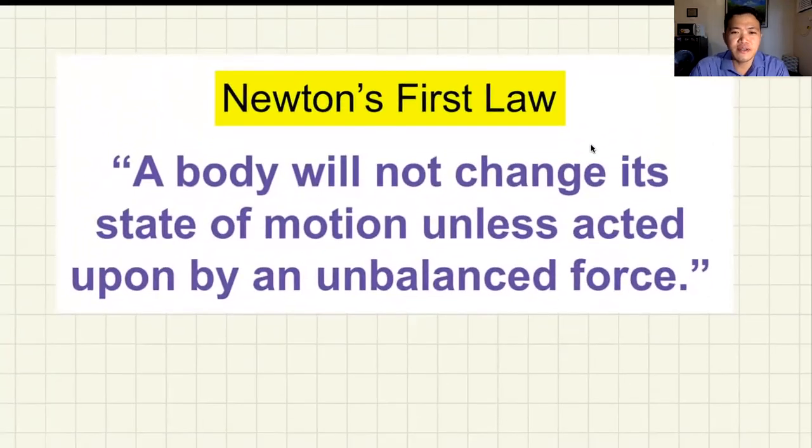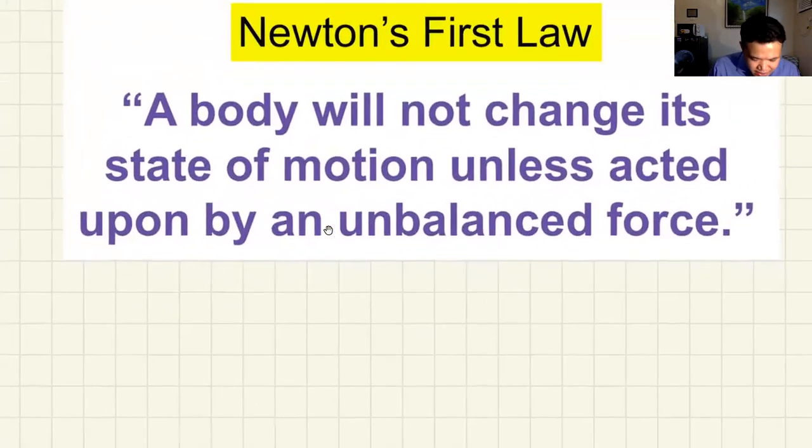Newton's first law: a body will not change its state of motion unless acted upon by an unbalanced force. What does that mean? But first, what is a balanced force? If something is balanced, it's either at rest or moving with constant velocity. And in physics, if something is balanced, the net force is equal to zero.